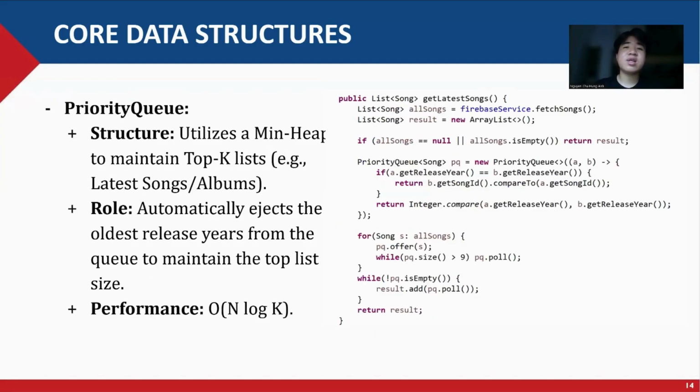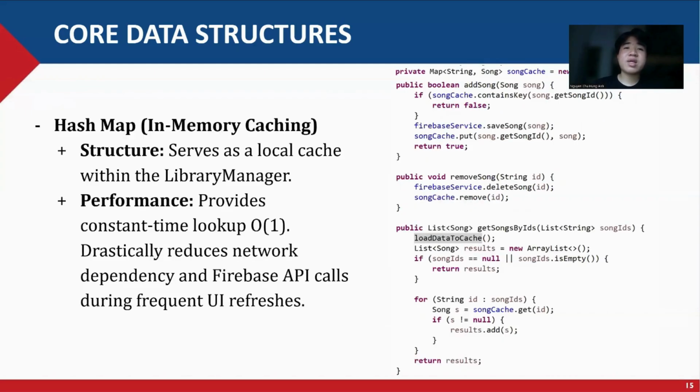Next, to display the latest song or newest album release, we implemented a priority queue based on a min heap. Instead of sorting the entire database, it automatically ejects older songs, keeping only the top newest tracks. This optimizes our filtering down to O(n log k) time. To make the application fast and save network bandwidth, we built an in-memory hash map as a local cache. It provides constant time lookups, which drastically reduces our API calls to Firebase when the UI refreshes.